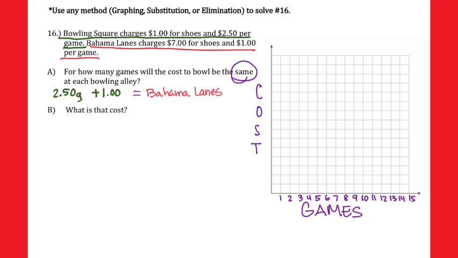I'm just going to set up my graph here. Putting the money is always the y value, so games are going to be on the bottom. And we're trying to see how many games it will be until they are the same, right?